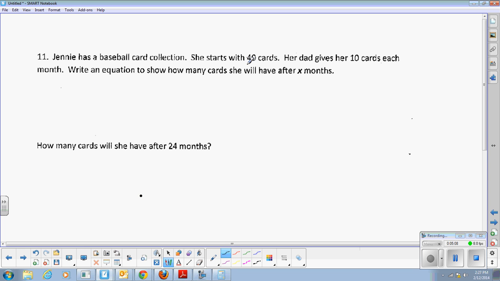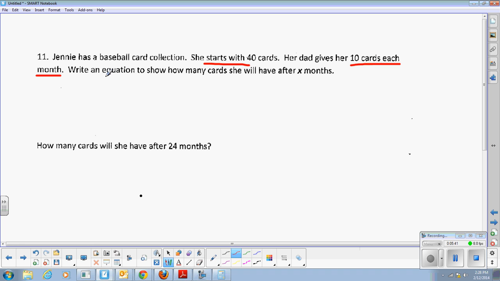Number 11, Jenny has a baseball card collection. She starts with 40 cards and gives her dad 10 cards each month. Write an equation to show how many cards she will have after X months. All right, a key word phrase here, starts with. That should tell you something about the type of equation. Which type of equation is it that has a starts with, and now dad gives her 10 cards each month. You start with 40, and dad is now giving her 10 cards each month.